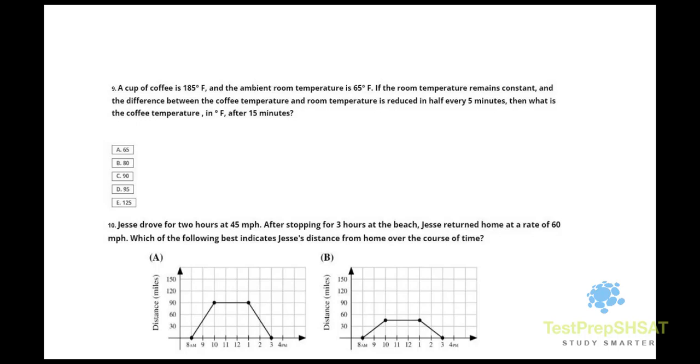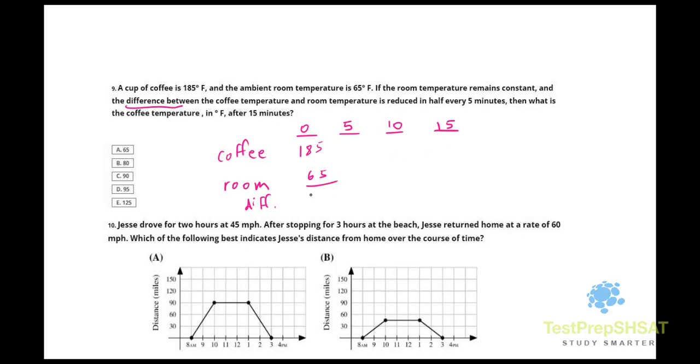Okay, so let's label what we have here and do it over time. I have coffee and room temperatures. At time 0, the coffee is 185. The room is 65. The key driver here is the difference between the two temperatures. That is going to halve every period. So we want to go out to 15 minutes, and our time given for halving is 5 minutes. So I'm going to write 5-minute blocks out here.